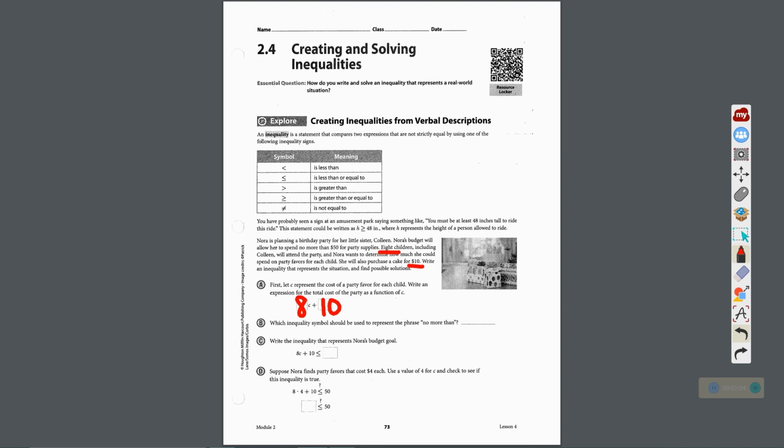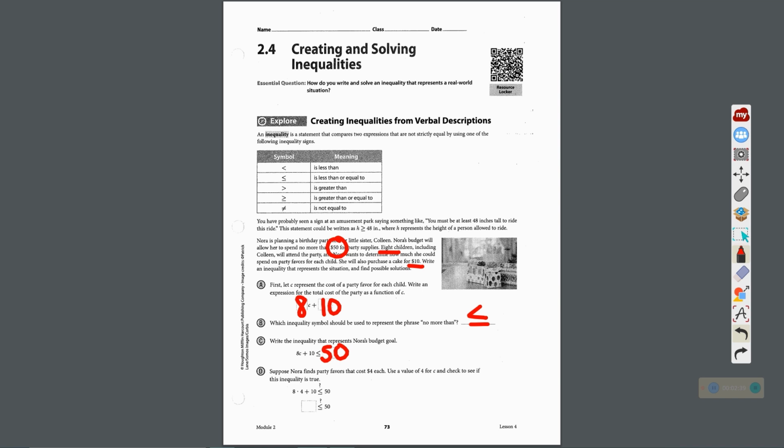B says which inequality symbol should be used to represent the phrase no more than, and that is going to be less than or equal. It can be smaller, it can be equal, but it cannot be more than. C, write the inequality that represents Nora's budget goal. So you can see the function we just wrote with the symbol we just discussed, and her budget is no more than 50.